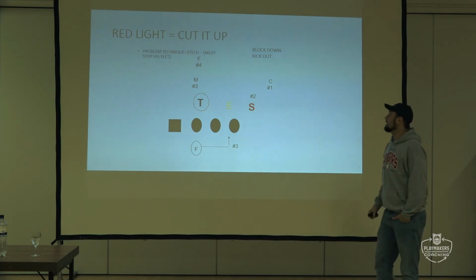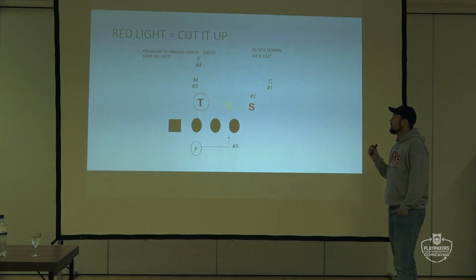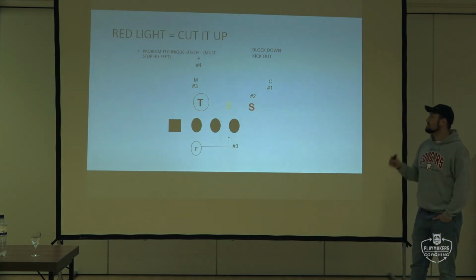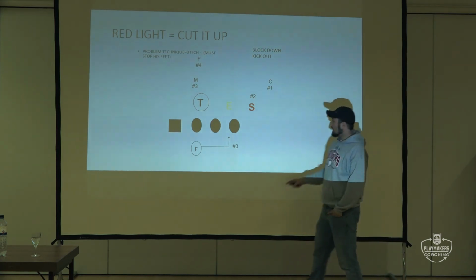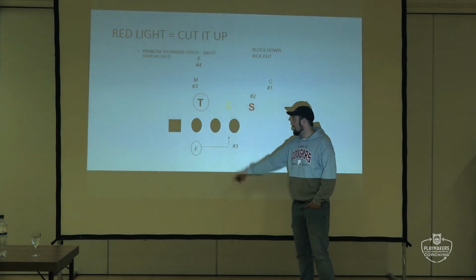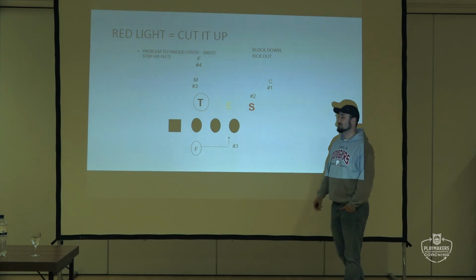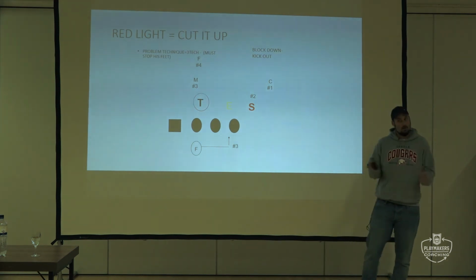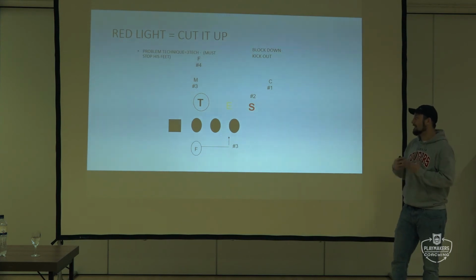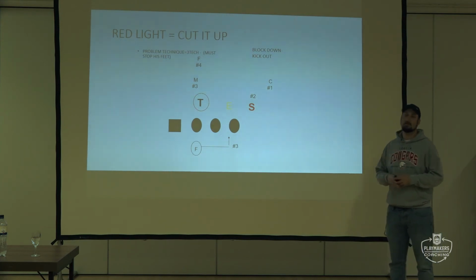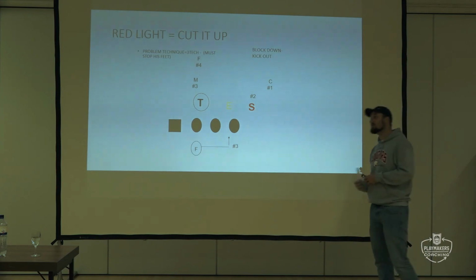Red light, cut it up. We have several different ways to do this. It will always depend on the defense. Okay? A lot of times, we'll have a tight end. Doesn't have to be, but it creates a little more space. So a lot of times it's a little better. I like it better with the tight end. Doesn't mean we can't have another receiver out there.